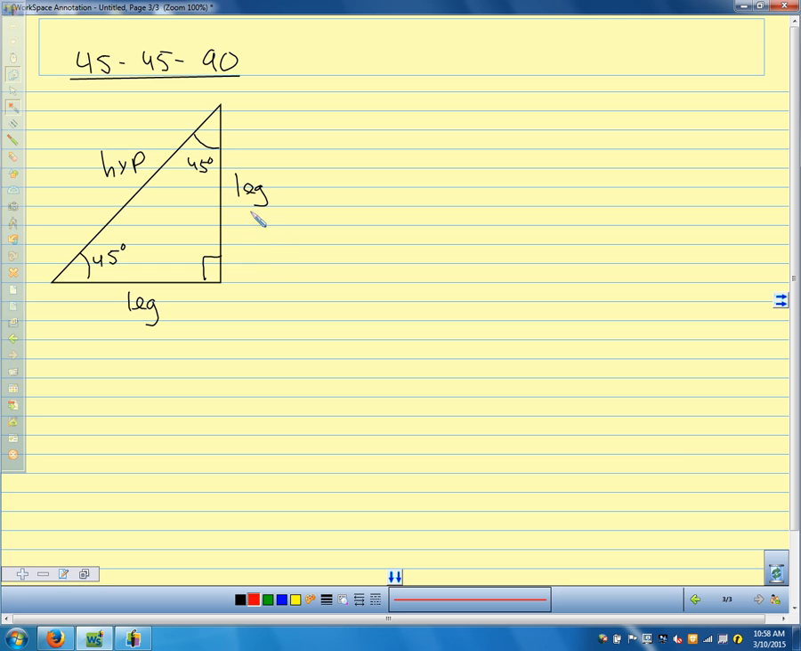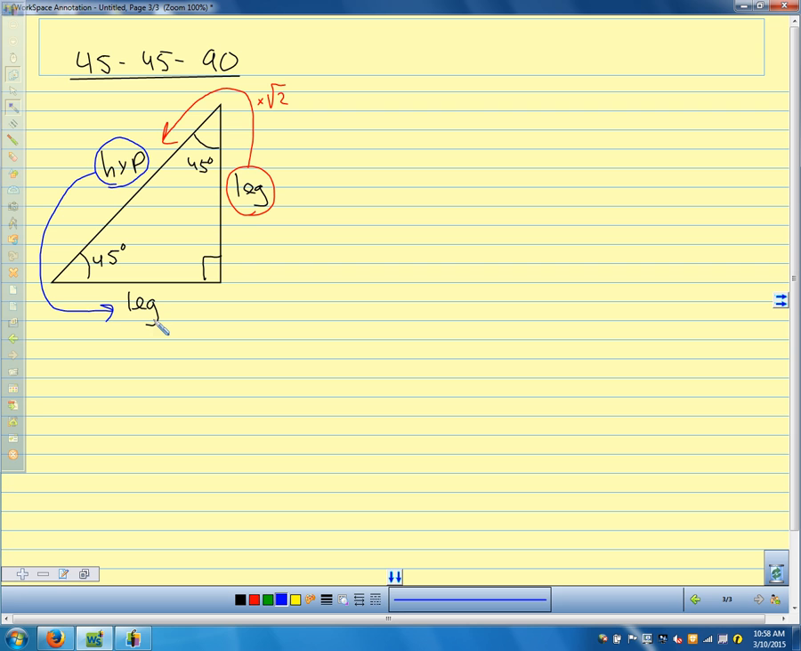To go from either leg, doesn't matter which one, to the hypotenuse, we multiply times the square root of 2. So we make it bigger by multiplying by the square root of 2. Square root of 2 is a little bit bigger than almost 1.5. To go from the hypotenuse to the leg, to go the opposite direction.